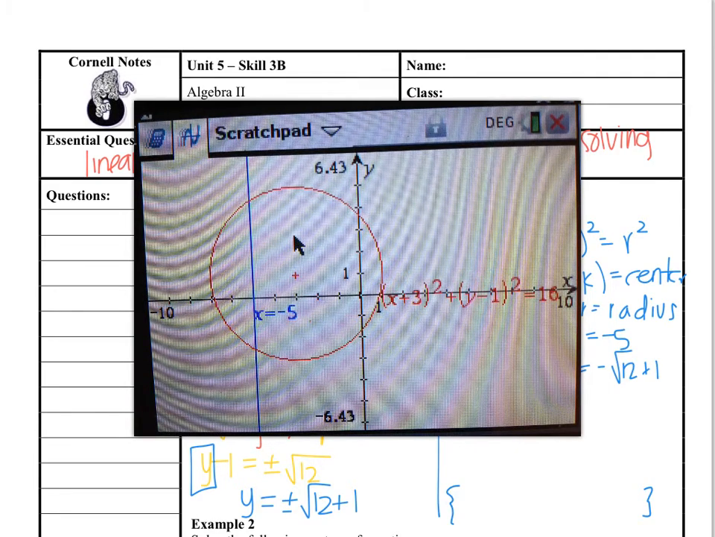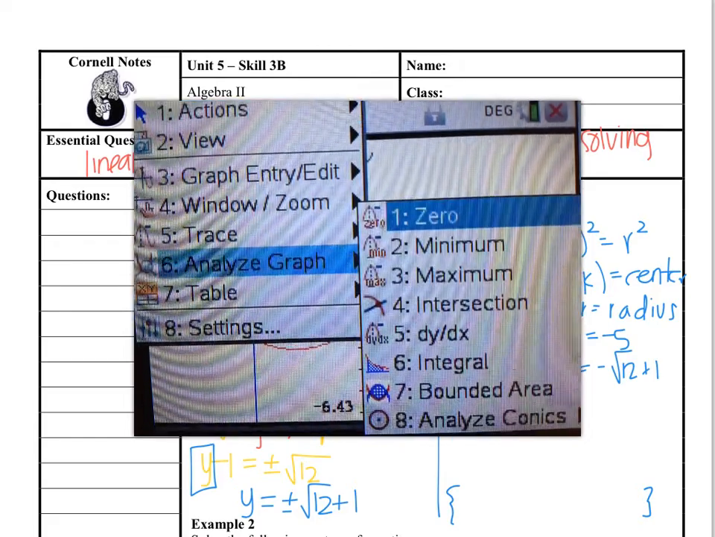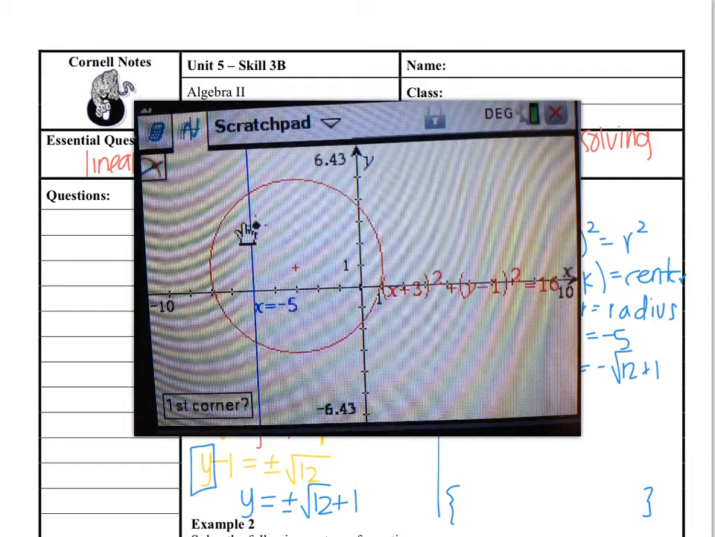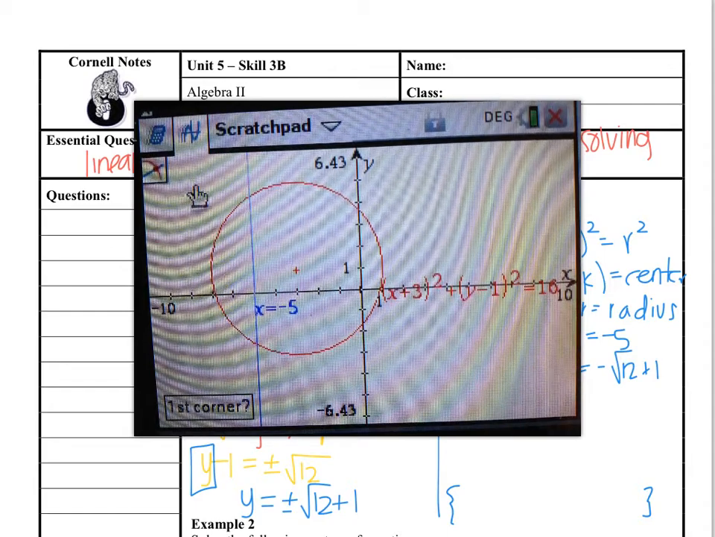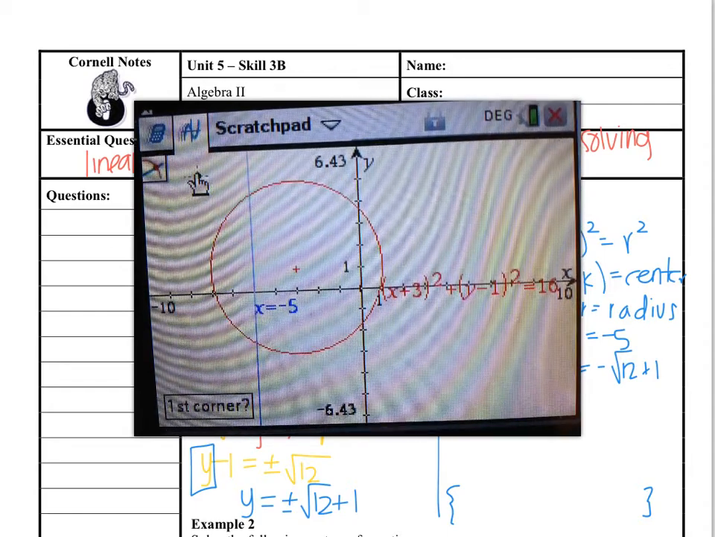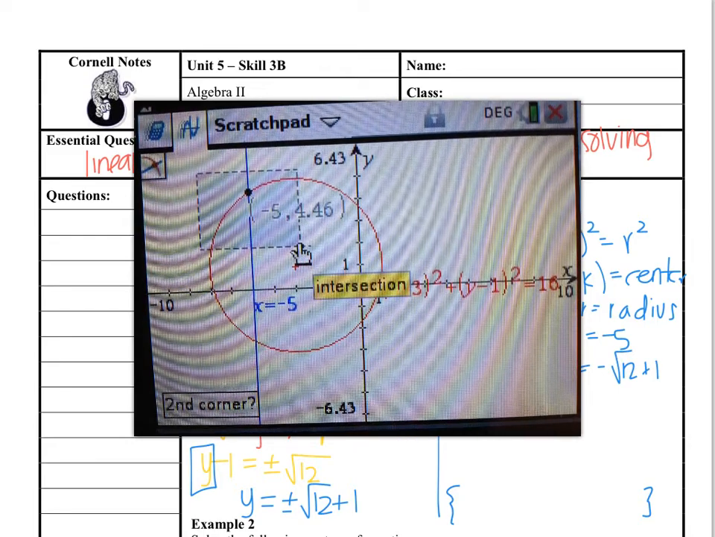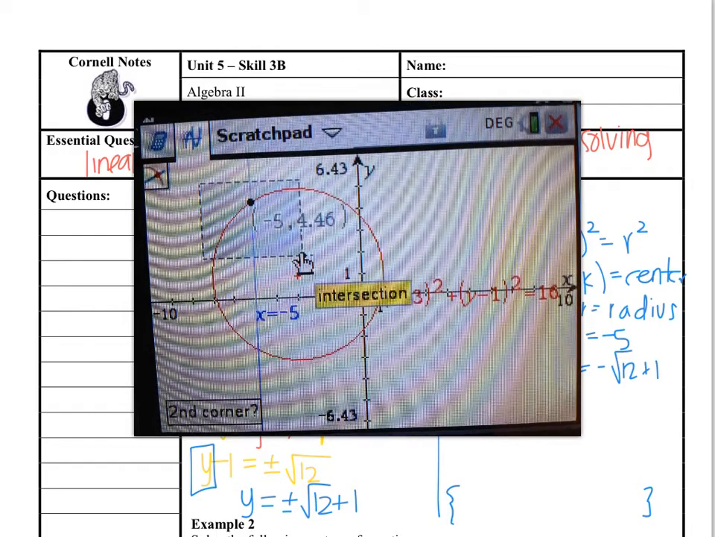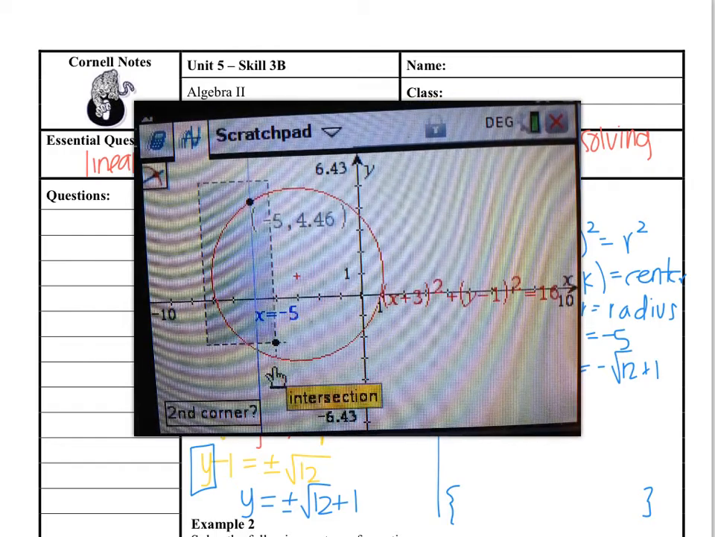And so now I'm looking and I'm saying, okay, Menu 6, and we want intersection. Now this is a little different than normal intersections because it's asking for first corner, and then you'll see what happens when we click and we drag, it's asking for the second corner. So you're kind of like putting a box around the point of intersection. And it's -5, 4.46.